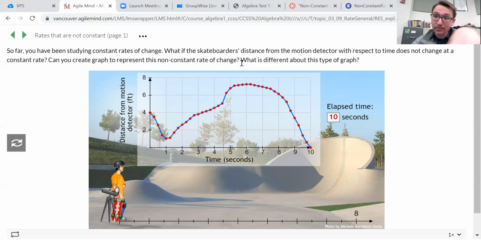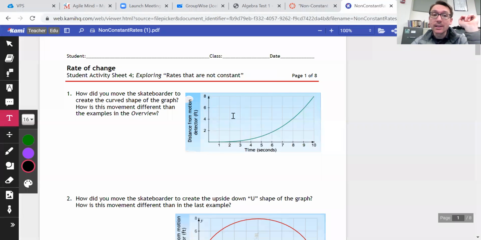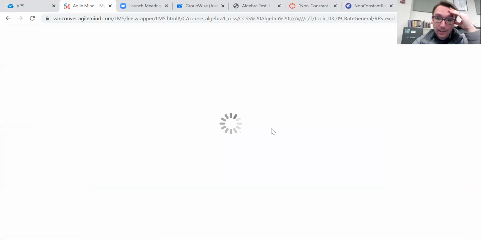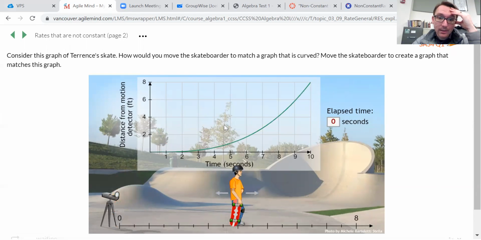That's what we're talking about here. That's what they're referring to in the assignment. So how did you move the skateboarder to create the different curved shapes? That's what we're going to do. I'll show you in here. You can definitely do this. You can mess around with it. So we want to make this curved shape.